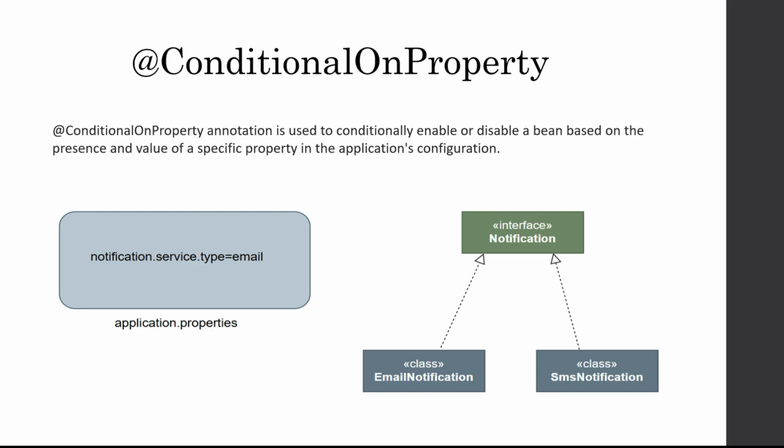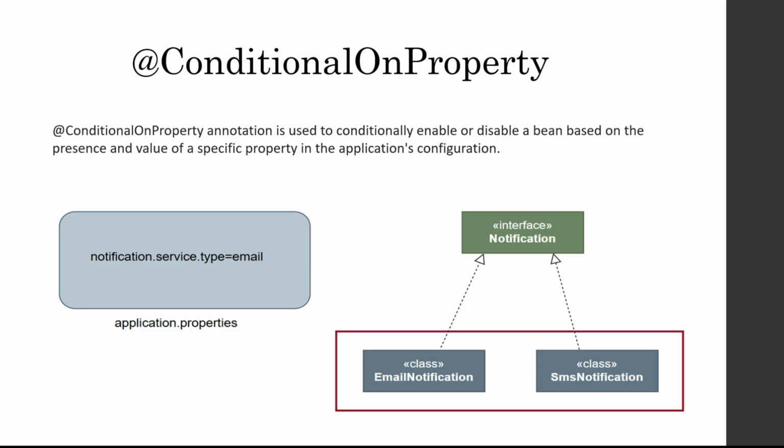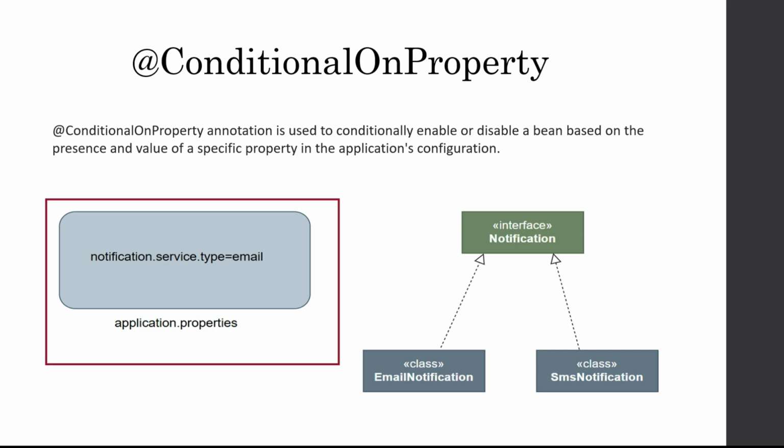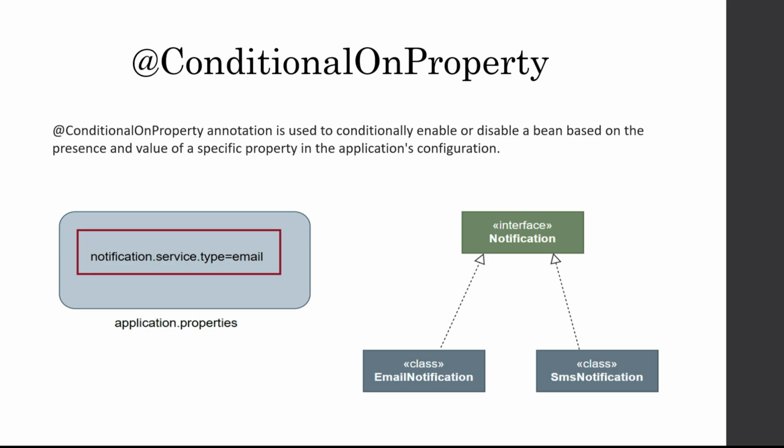Here in this diagram, we can see that we have one interface named notification, and we have two implementation classes for this notification interface, and those classes are email notification and SMS notification. Apart from these classes and interfaces, we also have an application.properties file, and in this file we have a property named notification.service.type, and its value is email.